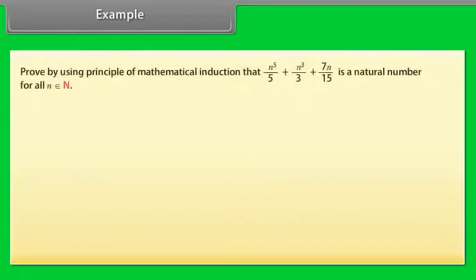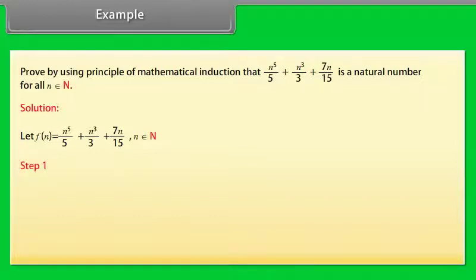Example. Prove by using the principle of mathematical induction that n raised to power 5 by 5 plus n raised to power 3 by 3 plus 7n by 15 is a natural number for all n belongs to N. Solution. Let f(n) equal n raised to power 5 by 5 plus n raised to power 3 by 3 plus 7n by 15, n belongs to N.